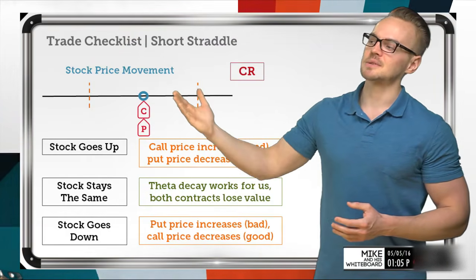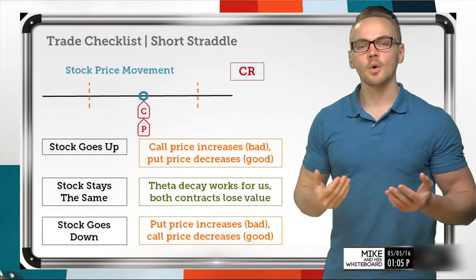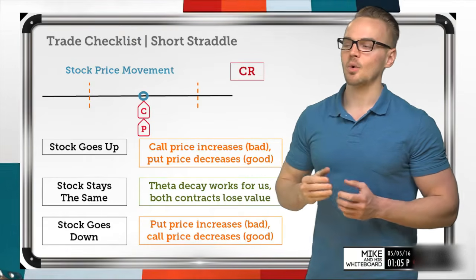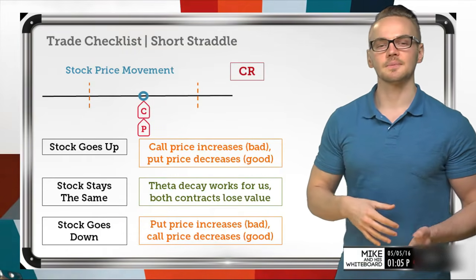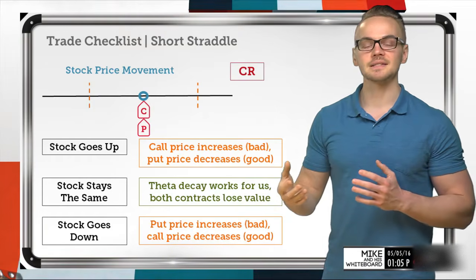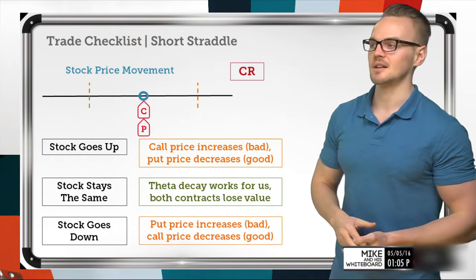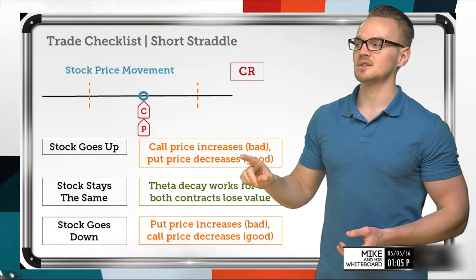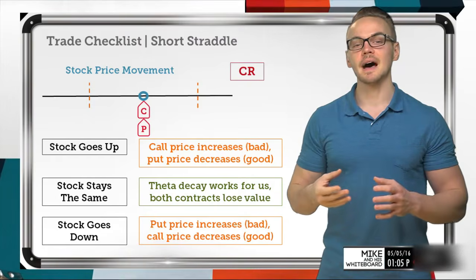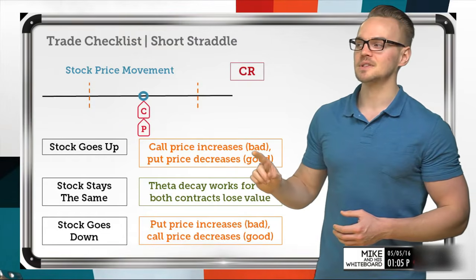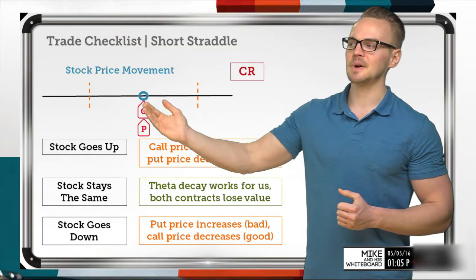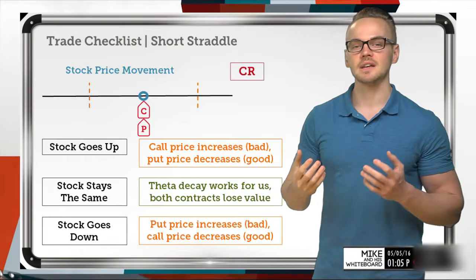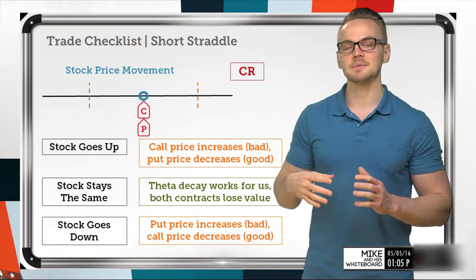When you see stock price movement when you're selling something like a straddle, or even a strangle, where we're selling these two options together, when the stock price moves, you're going to see one option gain value and one option lose value. One of those is going to be good for us as sellers, and one is going to be bad for us as sellers. So if the stock price goes up, the call price is going to increase. But since we sold that option, an increase in the call price is going to be bad for us. If the stock price moves up, the call option is going to move in the money, and it's going to have intrinsic value, which is why the price of the option is going to move up.